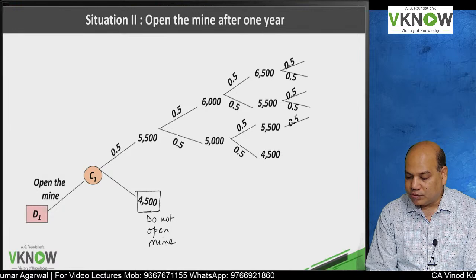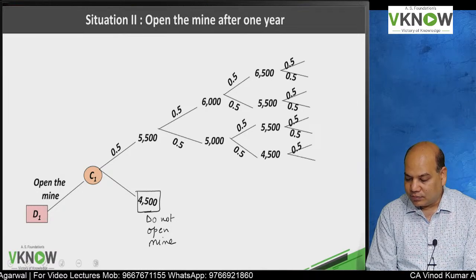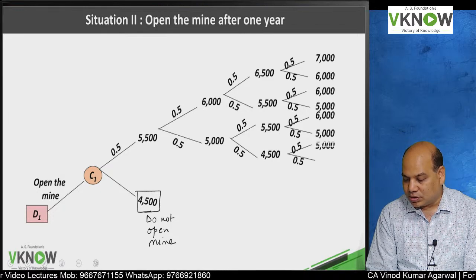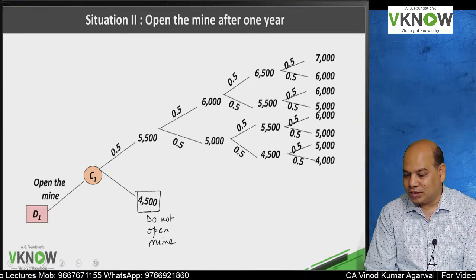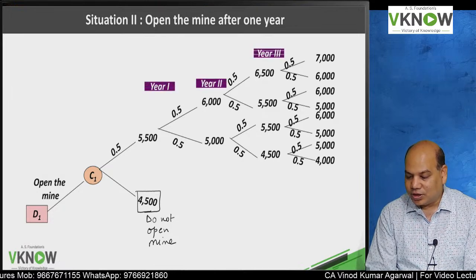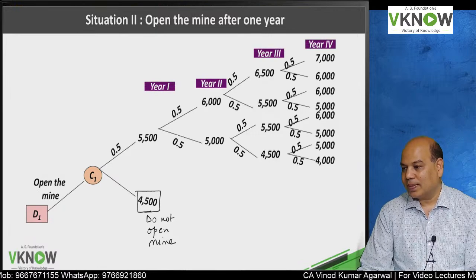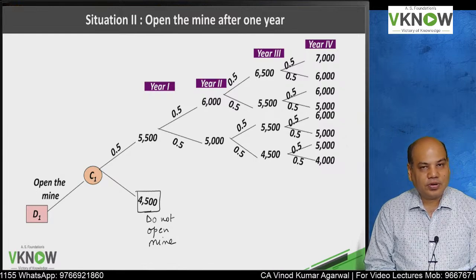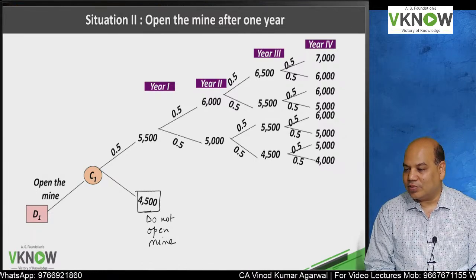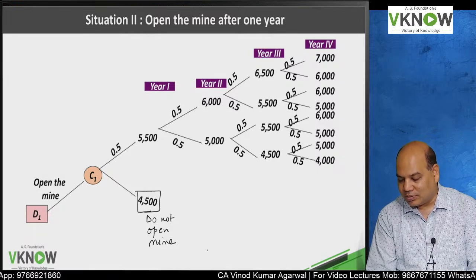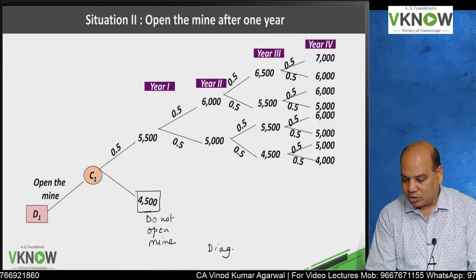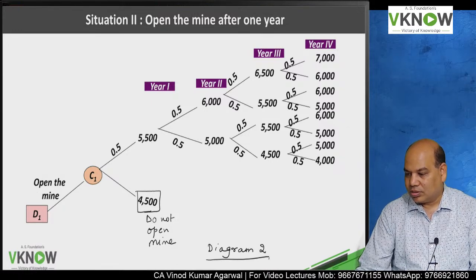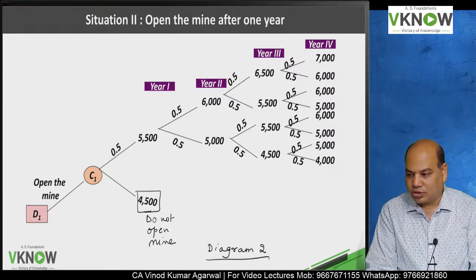Price will go up, price will go down by 500 rupees from 4,500. Oh my God, such a difficult diagram. Yes, it is difficult. Who said our course is simple? Now you can draw it nicely. Take your time. This is the full diagram now. This I will call diagram number 2.